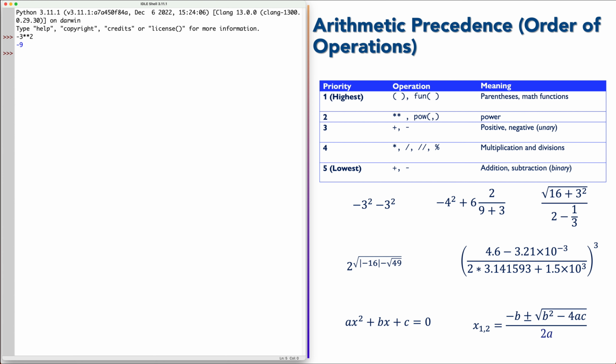In other words, if you want to include the negative sign within the power, you have to do something very simple: either use minus 3 within parentheses, or use the power function, because in the first line, the minus is outside the power operation. So keep this in mind. Minus 3 to the power 2 minus 3 to the power 2, and it will be minus 18.